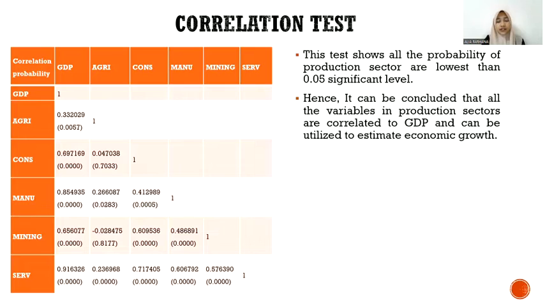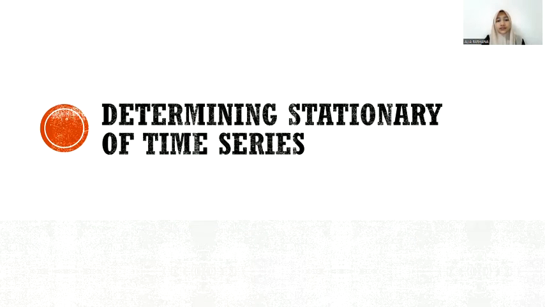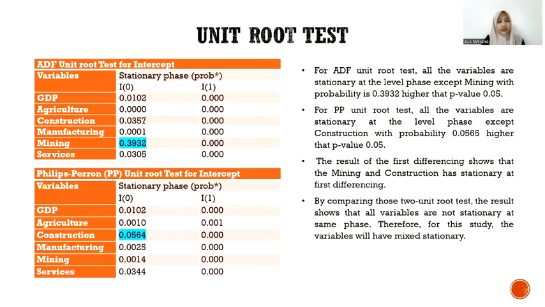Hence, it can be concluded that all the variables in the production sector are correlated to the GDP and can be utilized to estimate economic growth. Next is determining stationarity of the time series. For this paper, I'm using two different unit root tests. First, the ADF unit root test. Secondly, the Phillips-Perron unit root test.